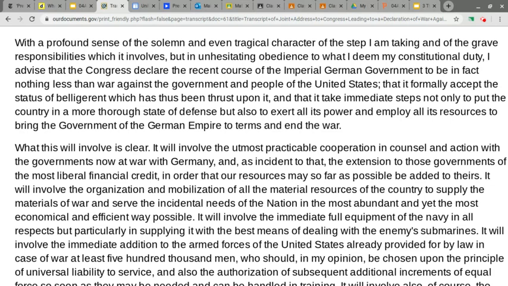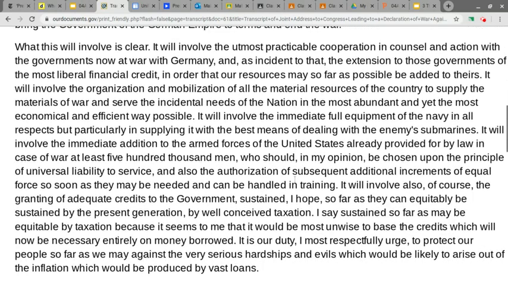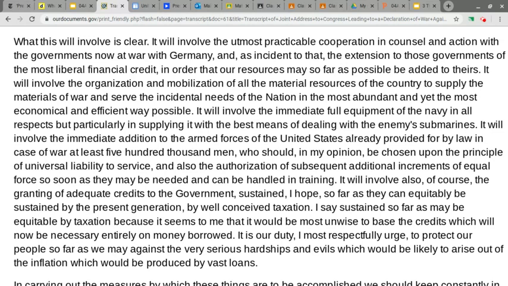And that it takes immediate steps not only to put the country in a more thorough state of defense, but also to exert all its power and employ all its resources to bring the government of the German Empire to terms and end the war. What this will involve is clear. It will involve the utmost practicable cooperation and counsel and action with the governments now at war with Germany, and, as incident to that, the extension to those governments of the most liberal financial credit, in order that our resources may so far as possible be added to theirs.